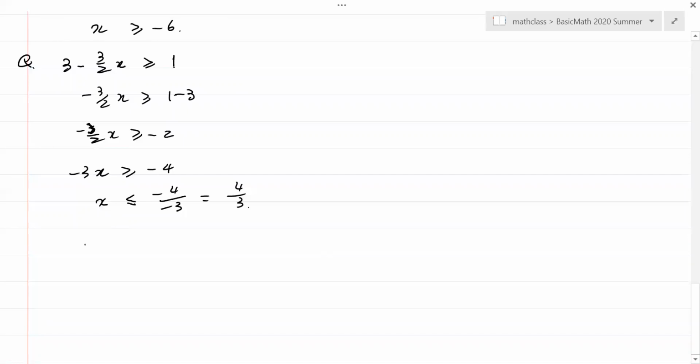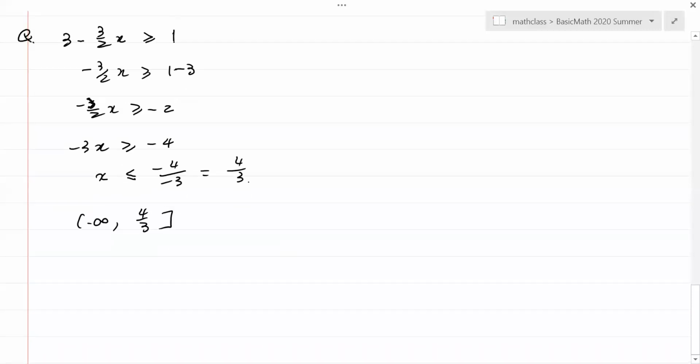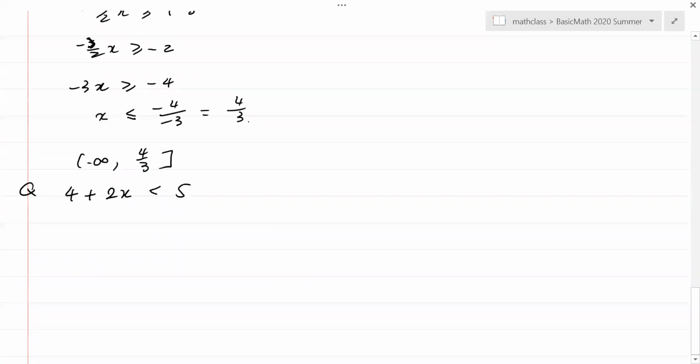Now, if you want to use the interval notation. I don't get any answers from you in time, but let's try this next one. I hope you can do that. It's going to be less than or equal to 5. Can you do that quickly?